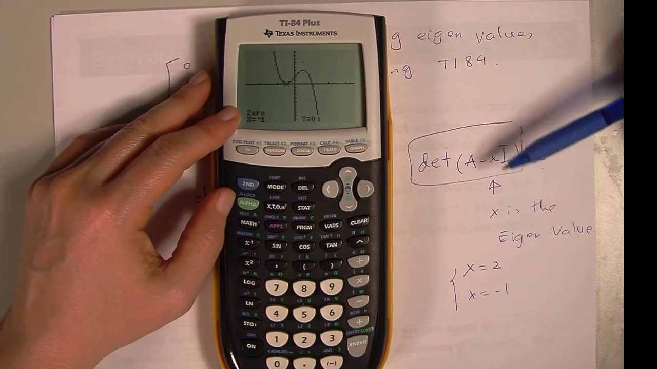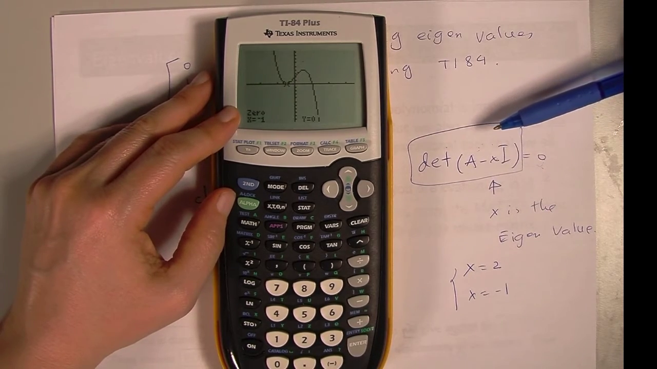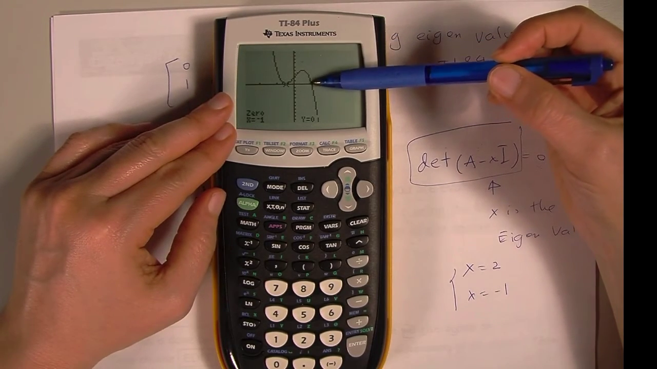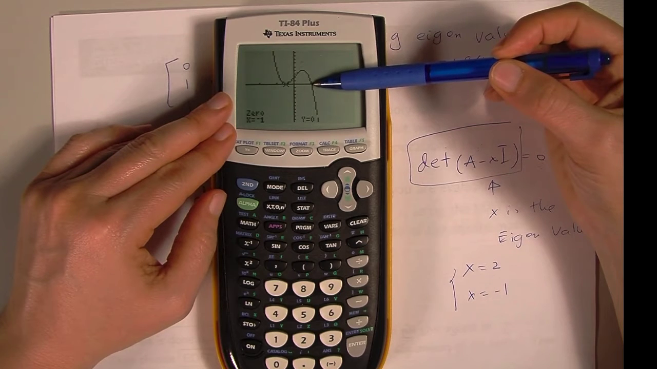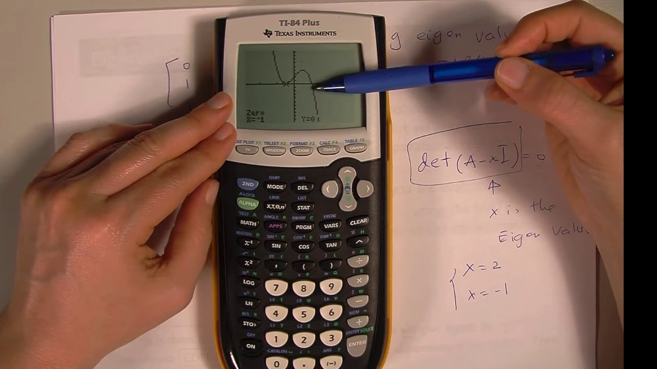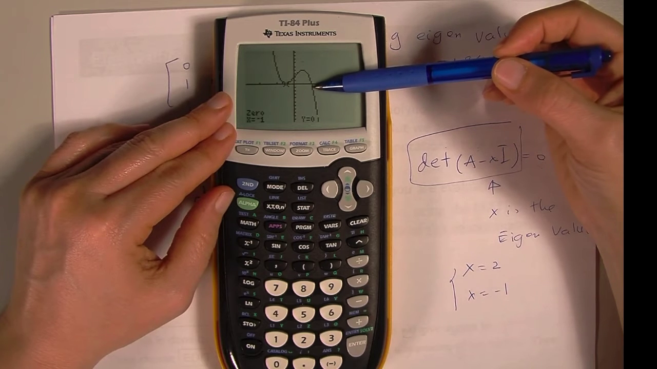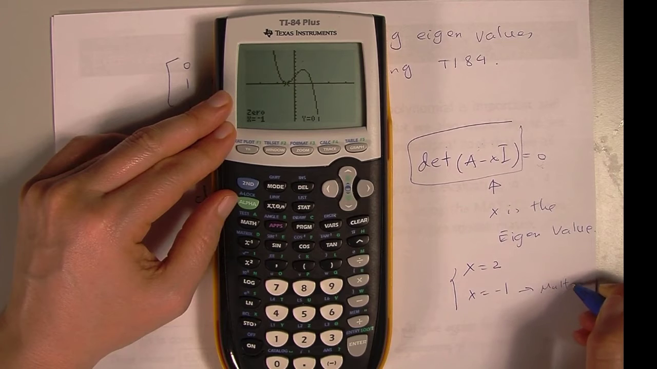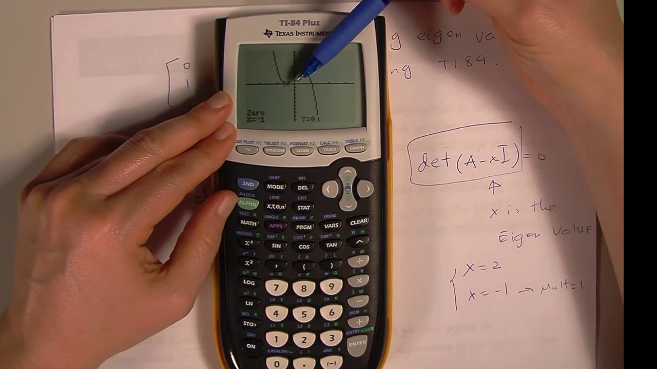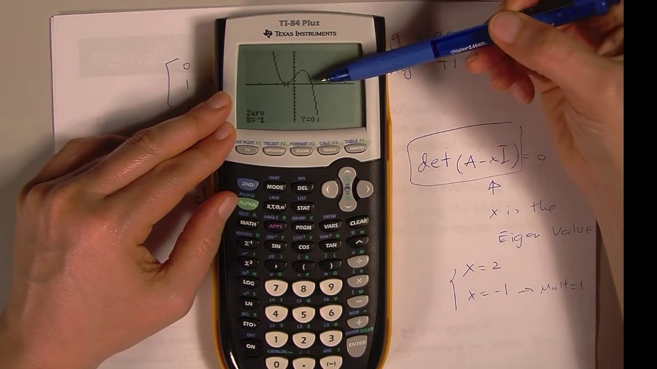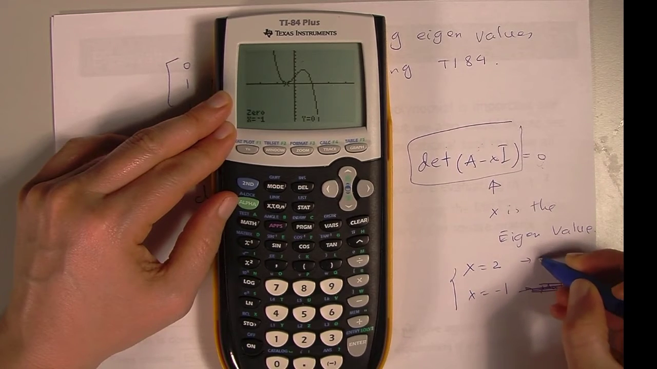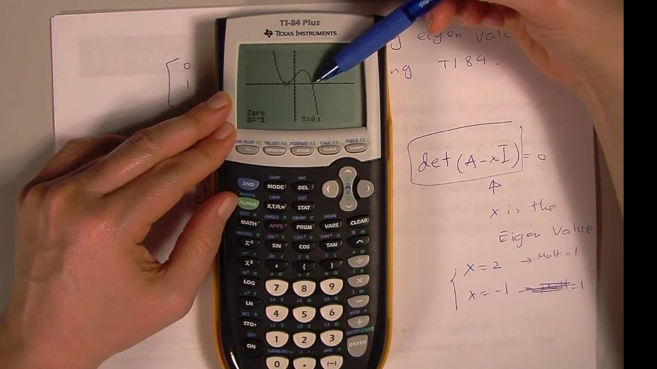Now, looking at this, I need to figure out two things. First of all, at the zero over here, the function goes through and it's not tangent to the x-axis. Therefore, x equals 2 is of multiplicity 1.